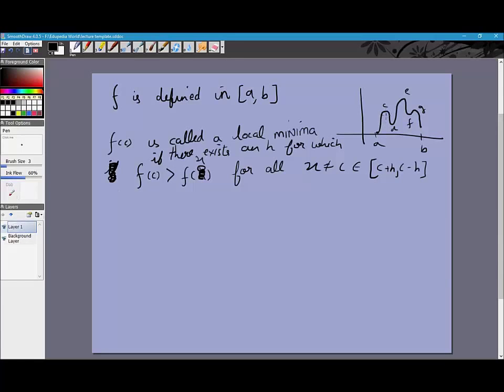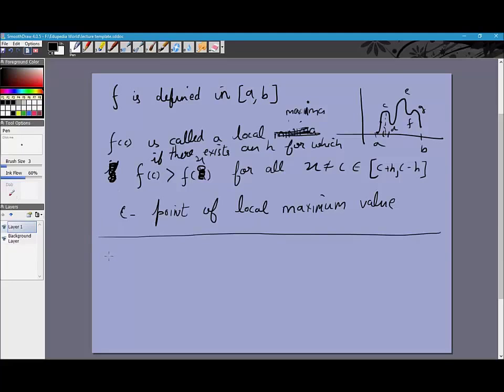If h is very very small, then this will cover points very near to c, right? So if between c minus h and c plus h, f of c is greater than all other f of x, if you can find such an h, which in this case you can find, but you won't be able to find such an h in this case. So if you can find such an h in this case, then f of c is called a local minima and c is called the point of local minima, or the point of, sorry, this is the maxima, I apologize. We'll talk about minima afterwards. So C is called the point of local maxima or the local maximum value.